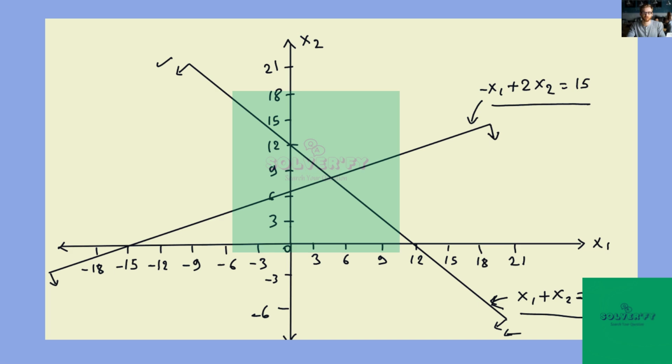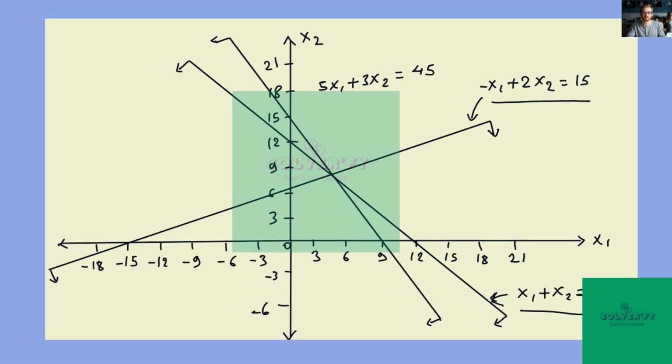Now let's move to the third constraint. So this is the third line which we got from the last constraint, or equation 4, and this is the equation of this line. Also, we have two non-negativity constraints, that x1 and x2 are positive. That means we have this shaded part as the feasible region.